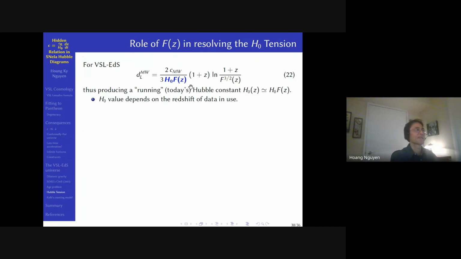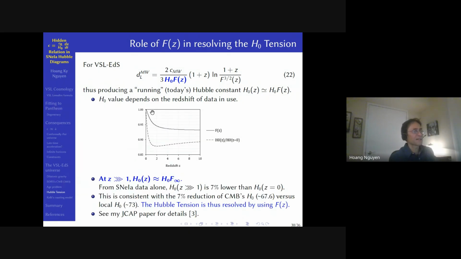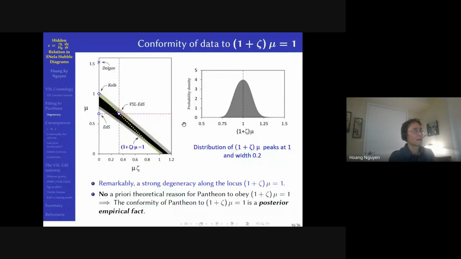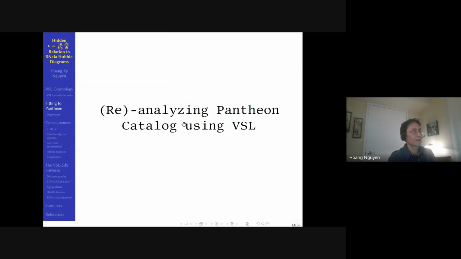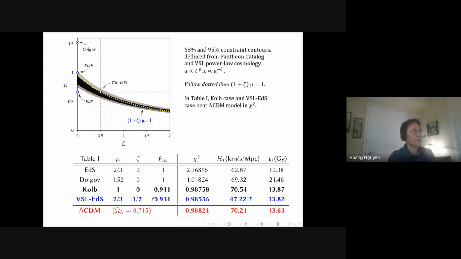It's effectively there, and this idea has been used by many people. They do binning, they do many things. But in this approach, I'm proposing exactly why it should happen, because we have FZ directly from the change of the speed of light inside the Milky Way and inside the galaxy. I plot that, and I show you the FZ to be 0.93. This is 7% lower than 1.